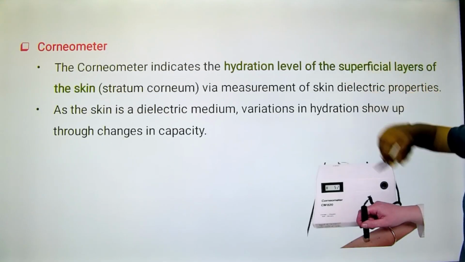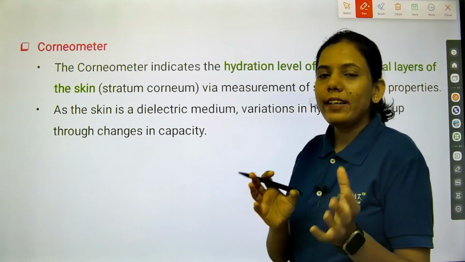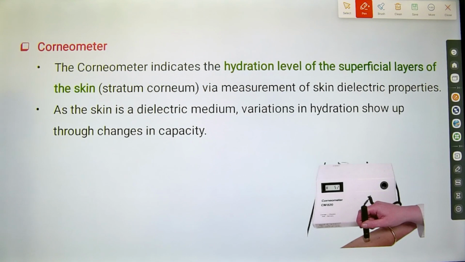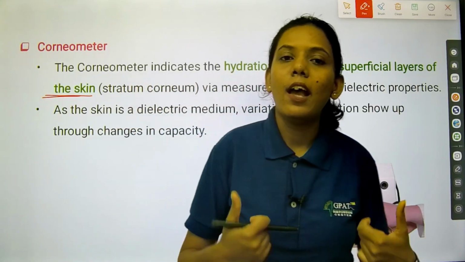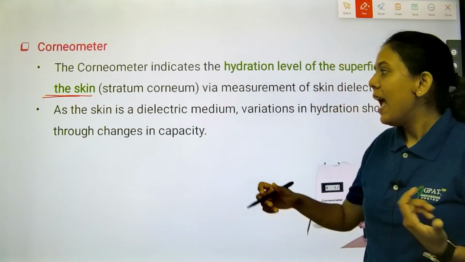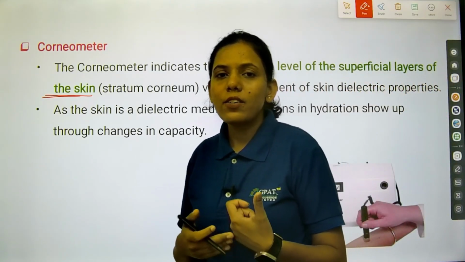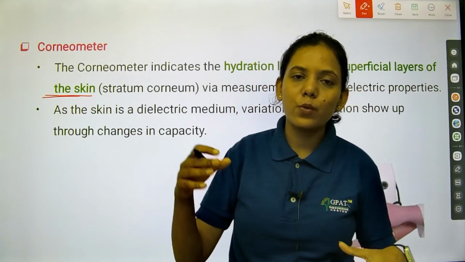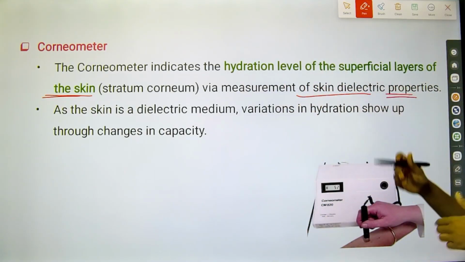The next is about the corneometer. It indicates that it is a certain kind of device. Yes, it is a device, and it is used to measure the hydration level of the superficial layers of the skin. Our skin should be hydrated, so how do we measure the hydration level? That is using the corneometer. Superficial means the stratum corneum, the outermost layer, because the stratum corneum is the rate limiting barrier. It decides which ingredients will cross the barrier. So it works on the stratum corneum via measurement of skin dielectric properties.